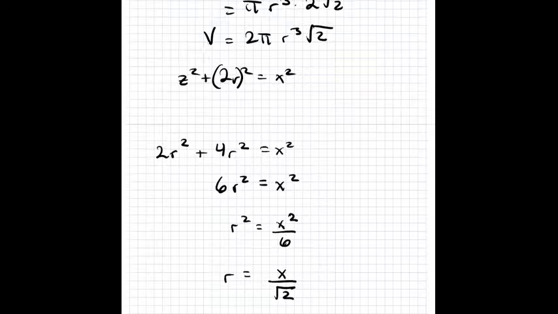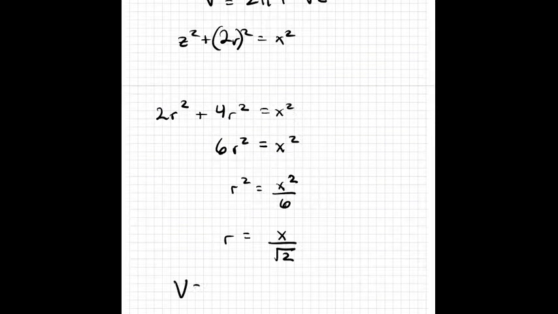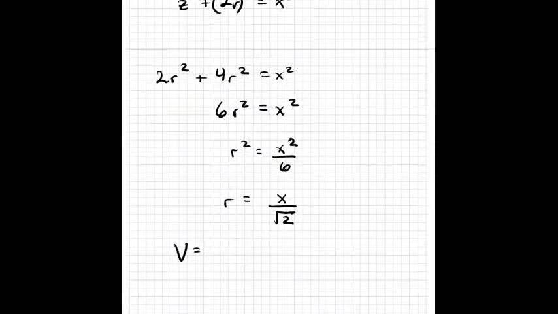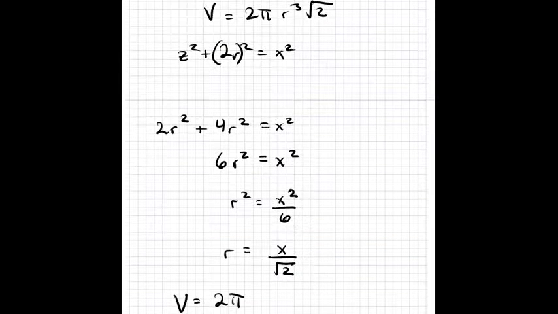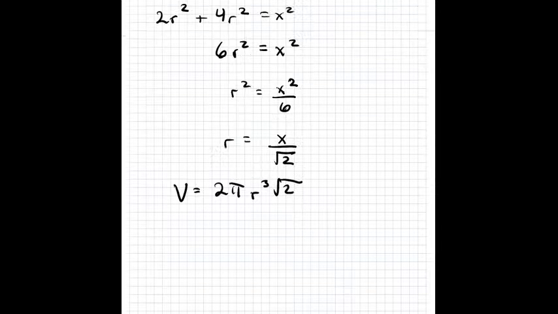So then our volume is going to be 2 pi r cubed times the square root of 2, right? Let's substitute this in for r. And so now, if we want the volume in terms of x, that's going to be 2 pi.